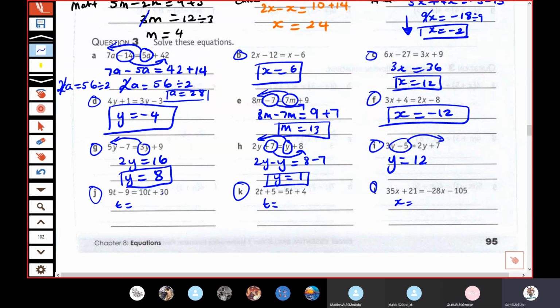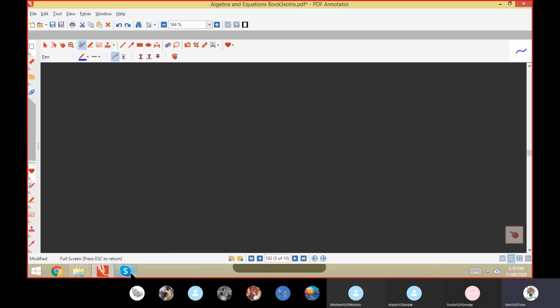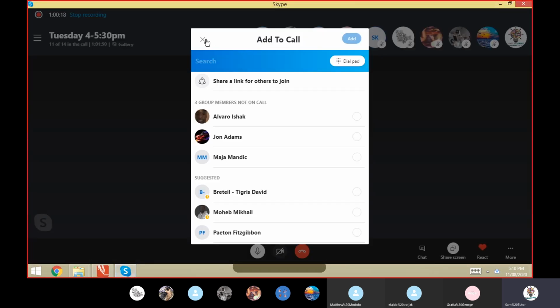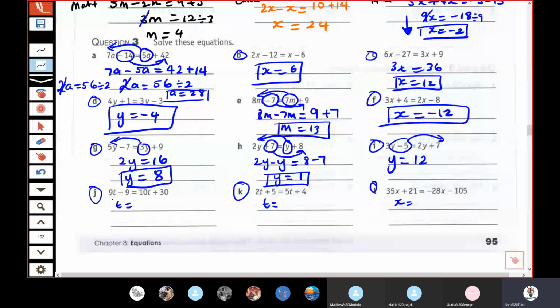Okay, next one. Kiara, can you do J? Negative 39. Did you say negative 39? Yeah. You are correct. Very well done. So you bring the minus 10, that becomes negative t equals positive 39, and then eventually t equals negative 39. That's fantastic. Well done.